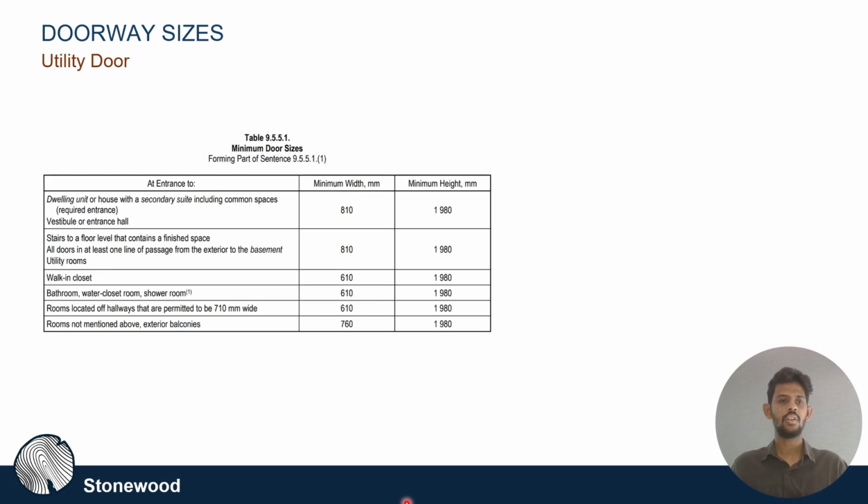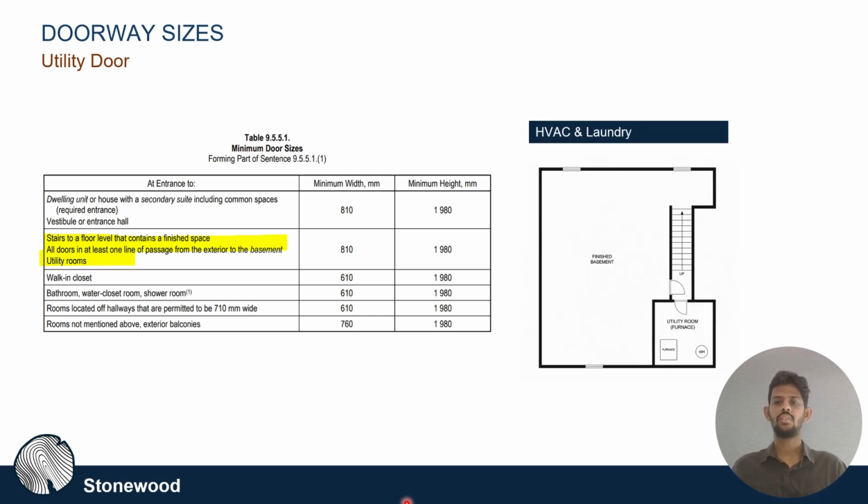Alright, another one is the utility door. What's the utility room first of all? If we have HVAC or laundry, that's called the utility room. Let's say in this example we have a finished basement, and one room in the basement is a furnace room. So this door needs to meet 810 mm wide, and this is the height. Even if it's a laundry room, we have to meet this requirement.